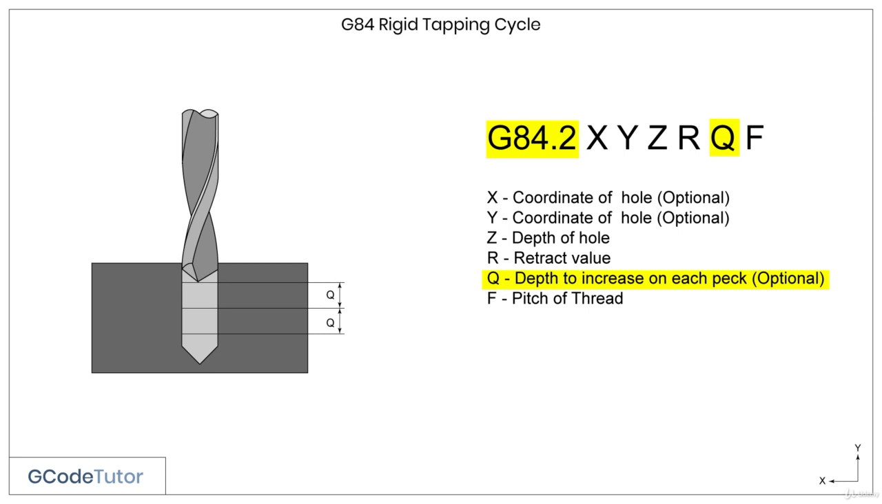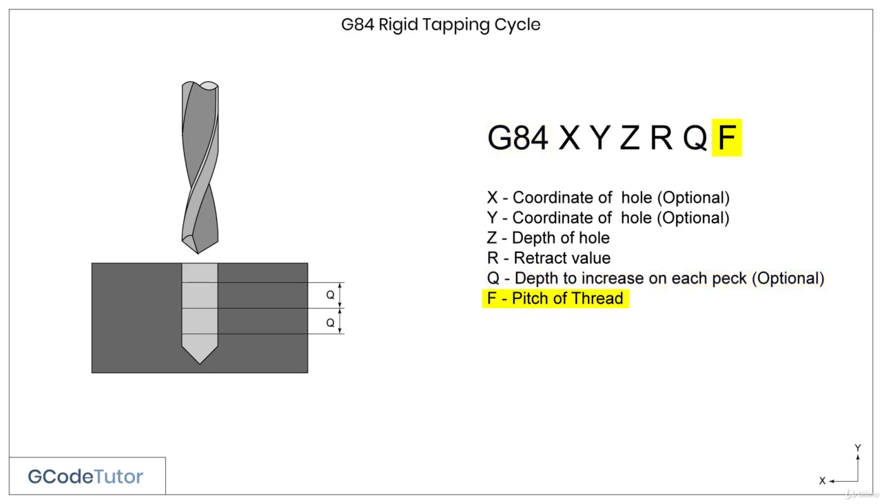This means the tap will cut a thread to a certain point, and then reverse out of the material, and then keep repeating the process until the full length of thread is complete. This is great for clearing out swarf on stubborn holes where the tap keeps breaking. So the Q value is the distance of each peck. The F value is not a feed rate in this case. We use it to define the pitch of the thread that we wish to cut.